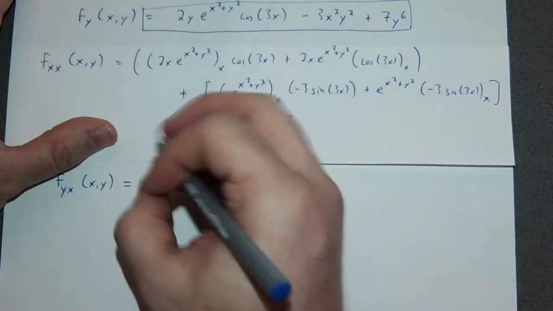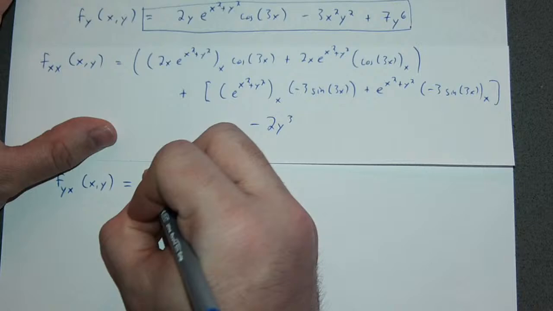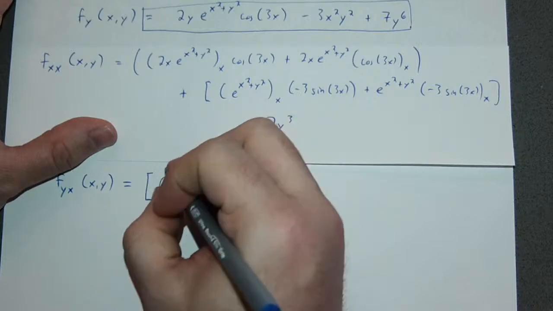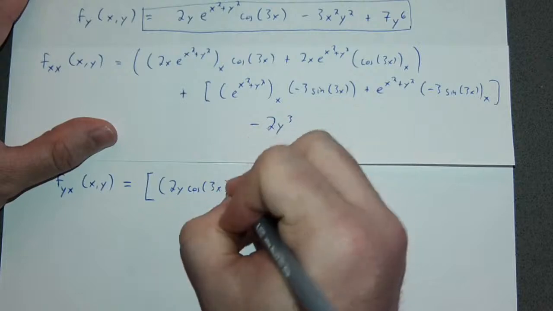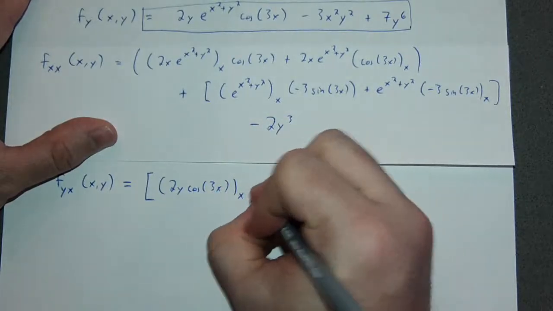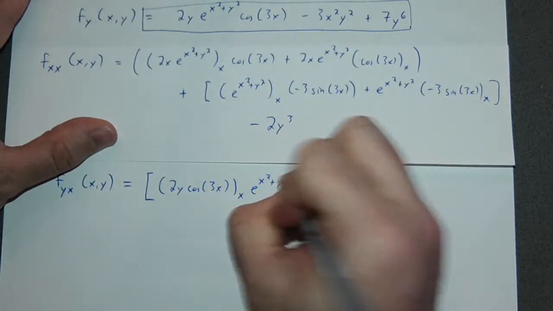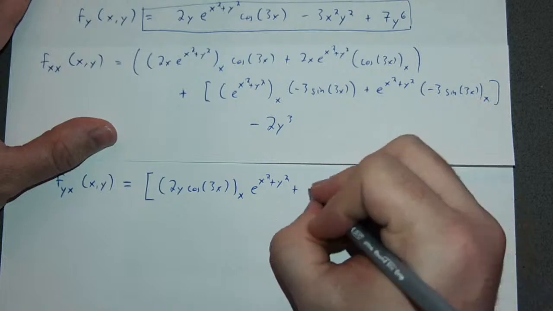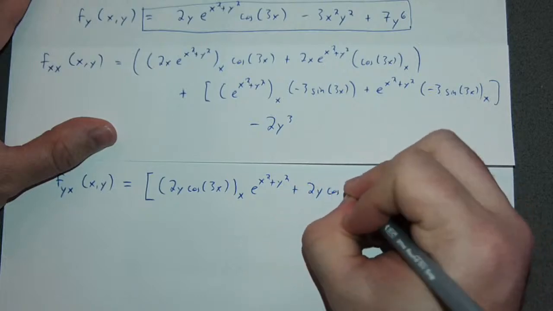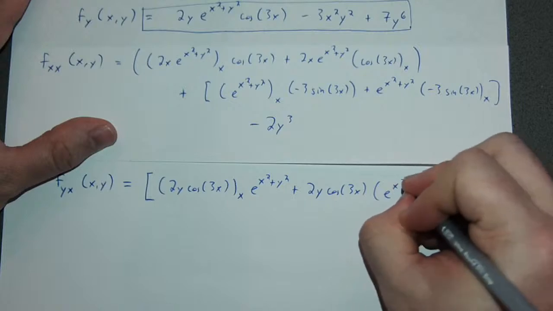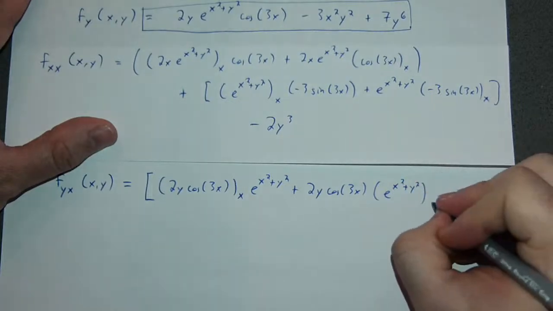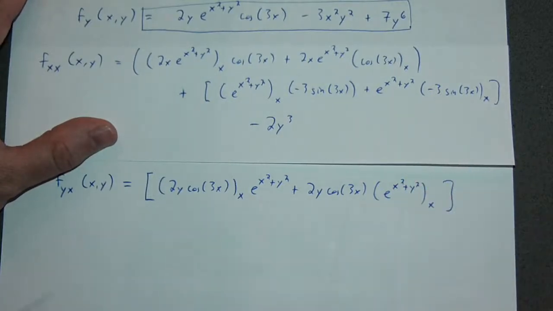So this is going to be the x partial of 2y cosine of 3x times e to the x squared plus y squared, plus 2y cosine 3x times the x partial of e to the x squared plus y squared. So that is the product rule computed in the first term.